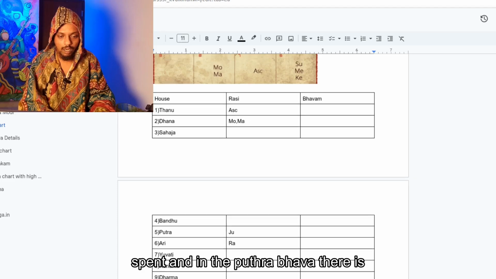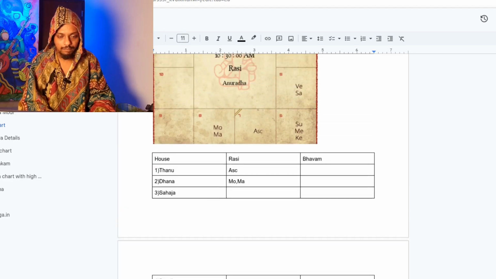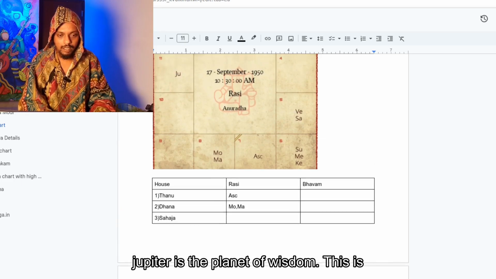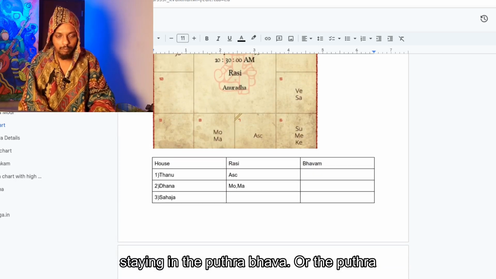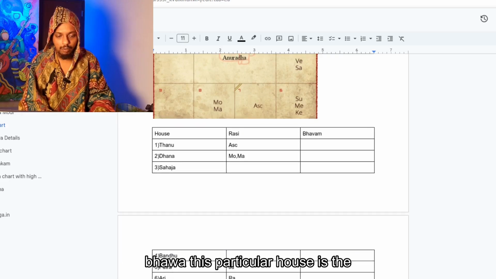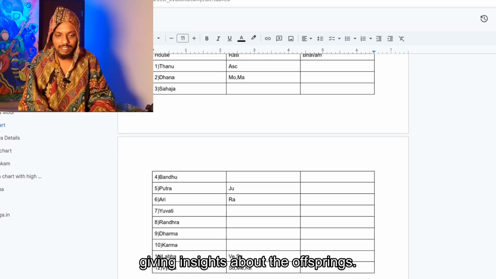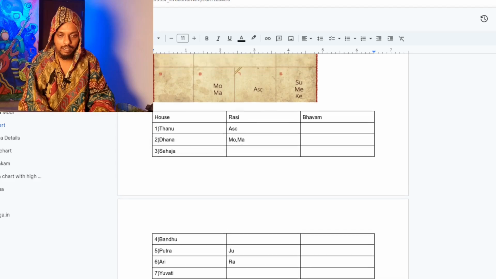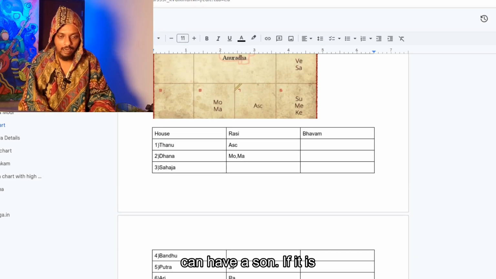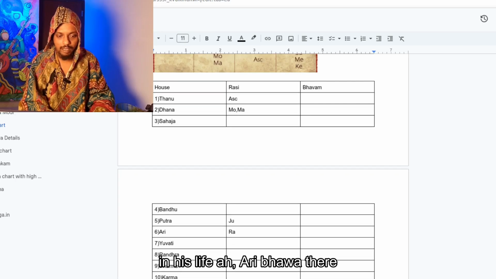And in the Putra Bhava, there is Jupiter. Jupiter is the planet of wisdom. This particular house gives insight about the offspring. So Jupiter is staying in the fifth house, which also means that he can have a son. If that has not happened, the particular planet will manifest in the form of wisdom in his life.